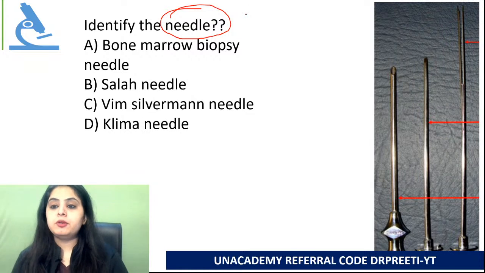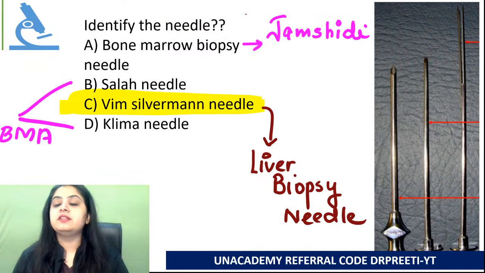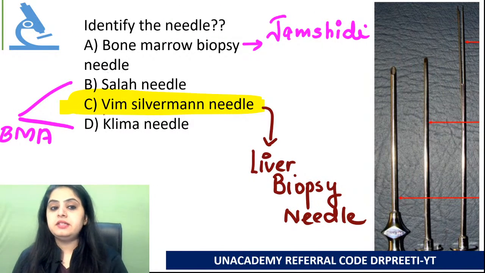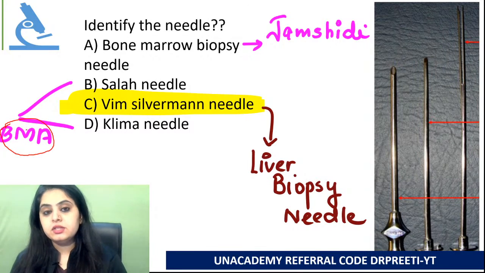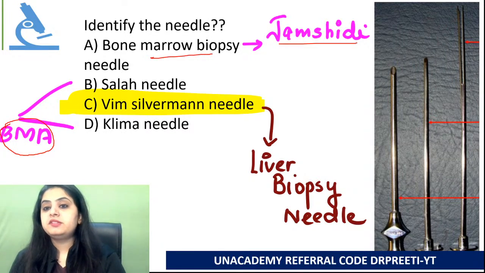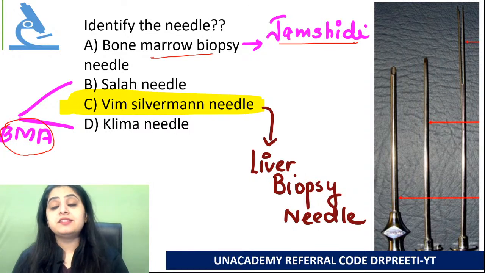Okay, so I've got a couple of different answers. You're probably not looking at the needle too well. If I zoom into the needle for you guys, this is a Wim Silverman needle. First and foremost, Salah's and Klima's needle that all of you said, that is something we use for bone marrow aspiration. For bone marrow biopsy, we use the Jamshidi needle. This is none of them.